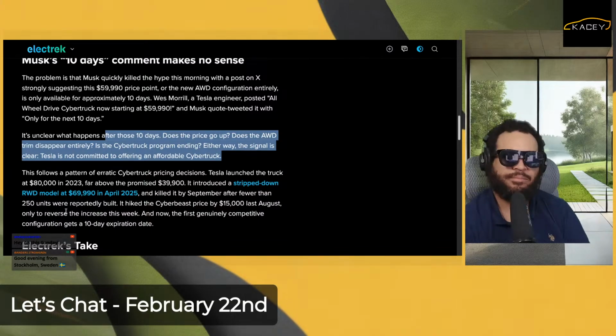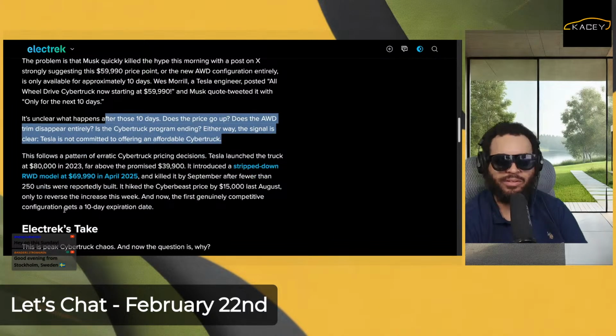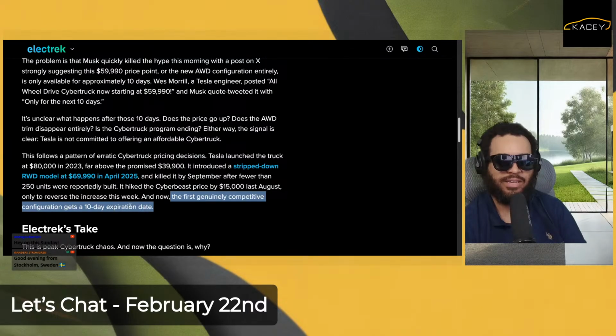Interesting. Follows a pattern of erratic Cybertruck pricing decisions. Tesla launched the truck at $80 in 2023, far above the promised $39.9. It introduced a stripped-down rear-wheel drive model at $69.9, so that one cost more and gave you way less Cybertruck than this current one, in April of 25, and killed it by September after fewer than 250 units were reportedly built. Nobody wanted that piece of crap. It was a terrible value for what you got for the little bit of price drop. It hiked the Cyber Beast price by 15 last August, only to reverse the increase this week, and now the first genuinely competitive configuration gets a 10-day expiration date.